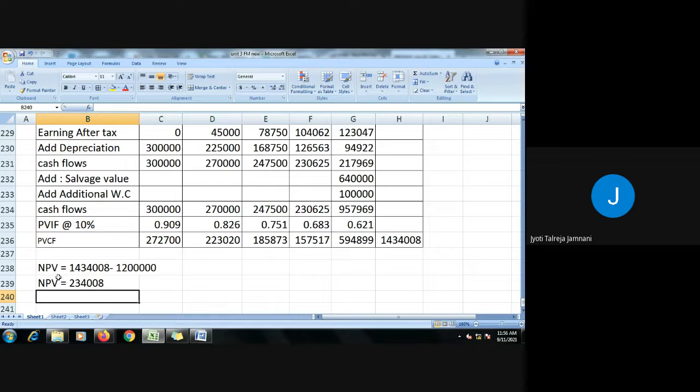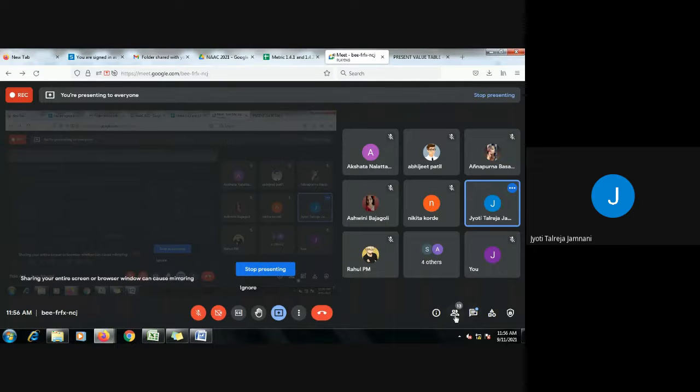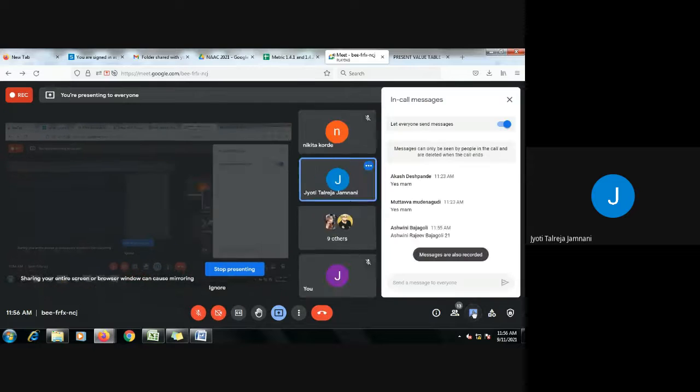And these are the two. Any doubts, anybody? If anybody has any doubts, you can ask. If there are no doubts, you can type your numbers and leave the meeting.